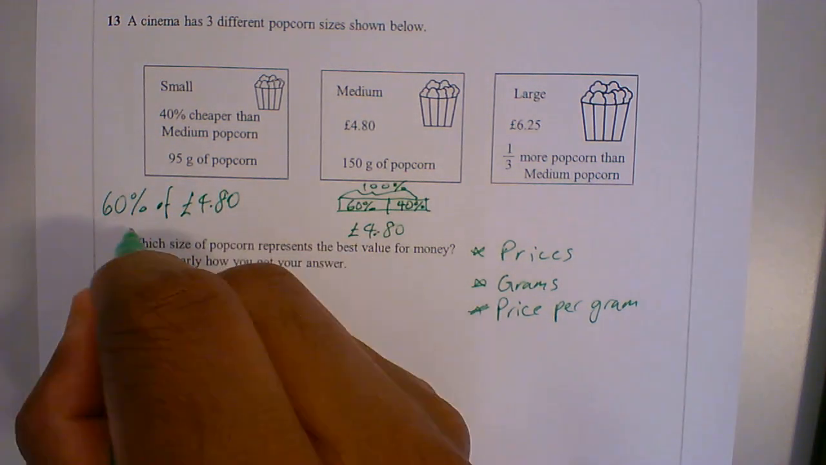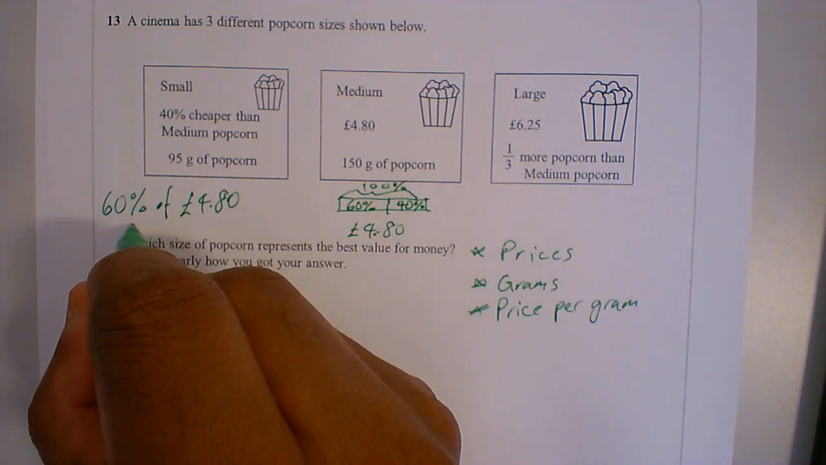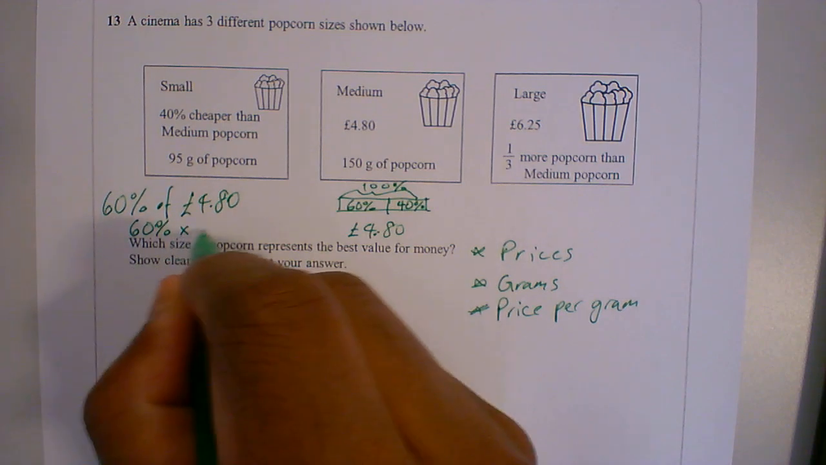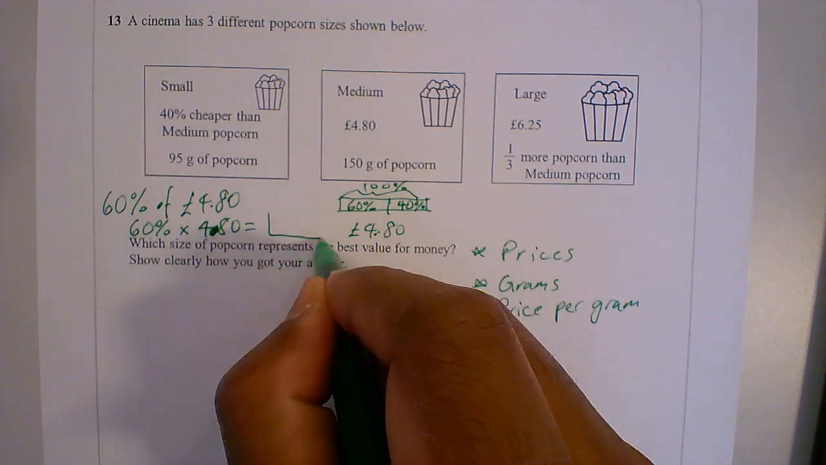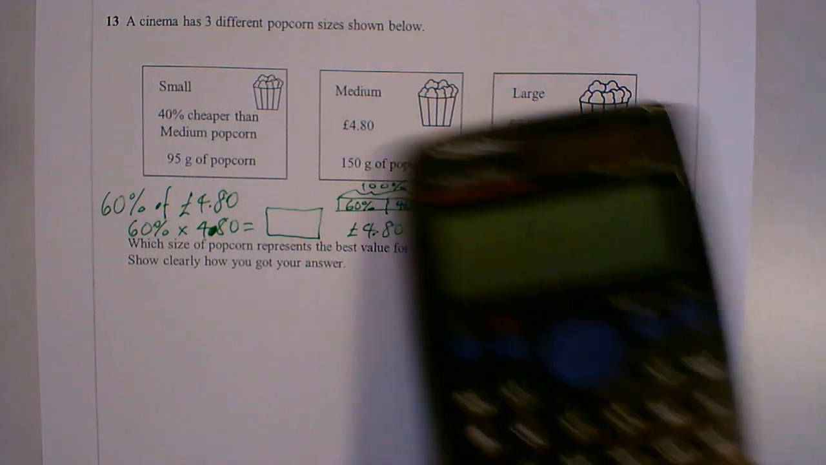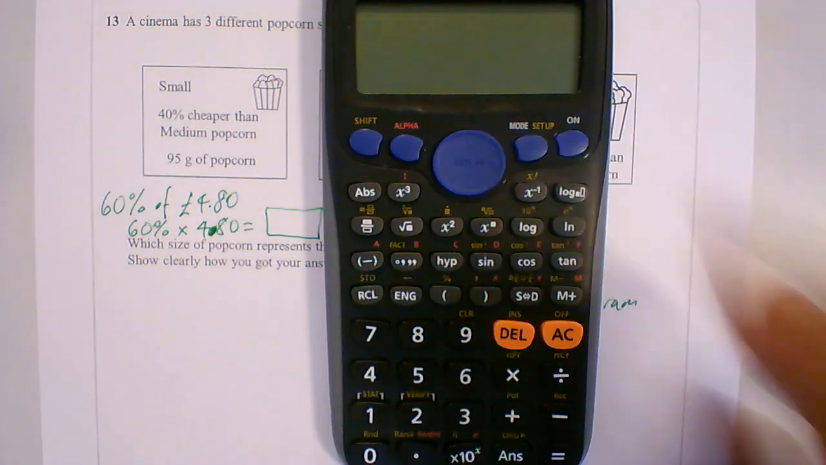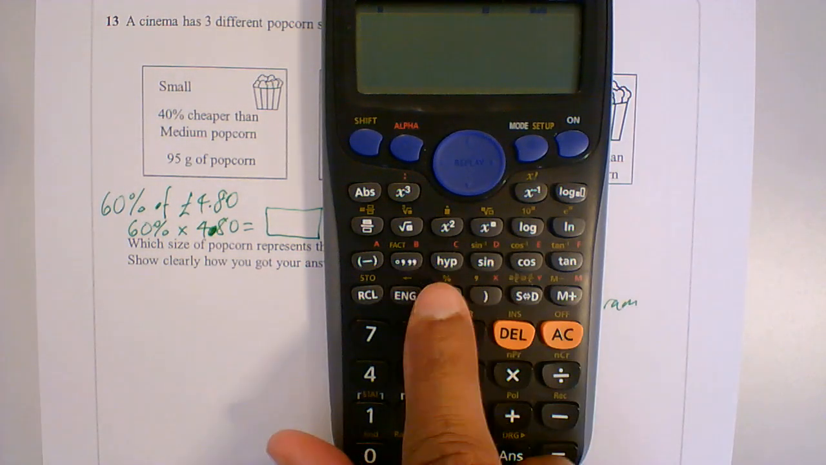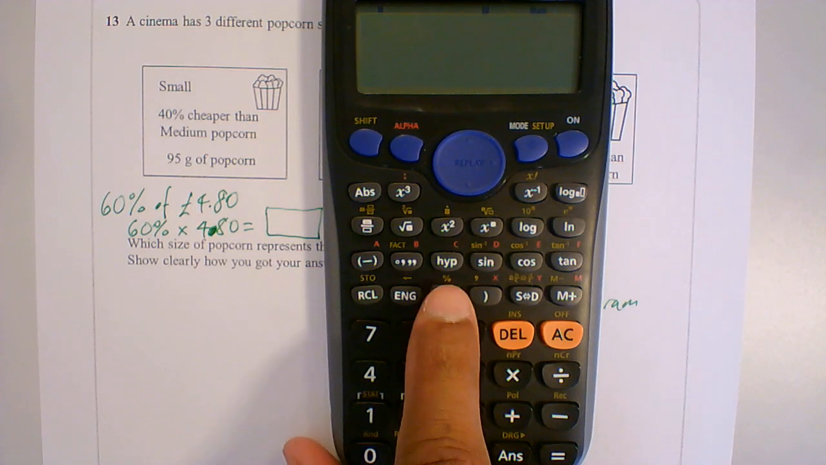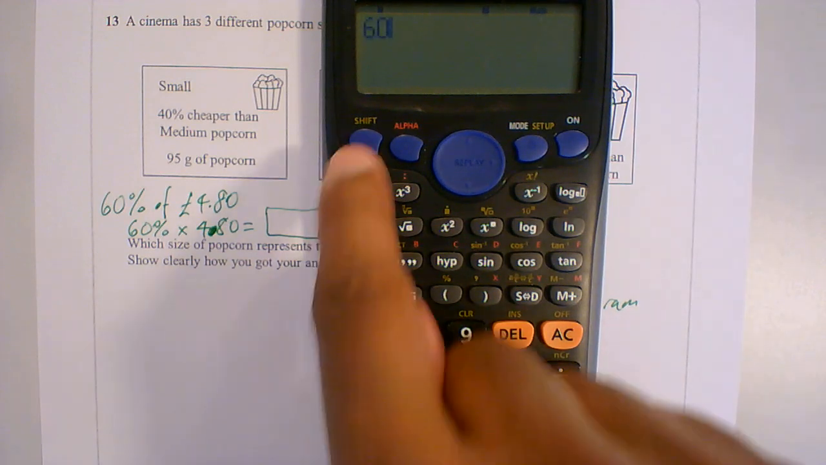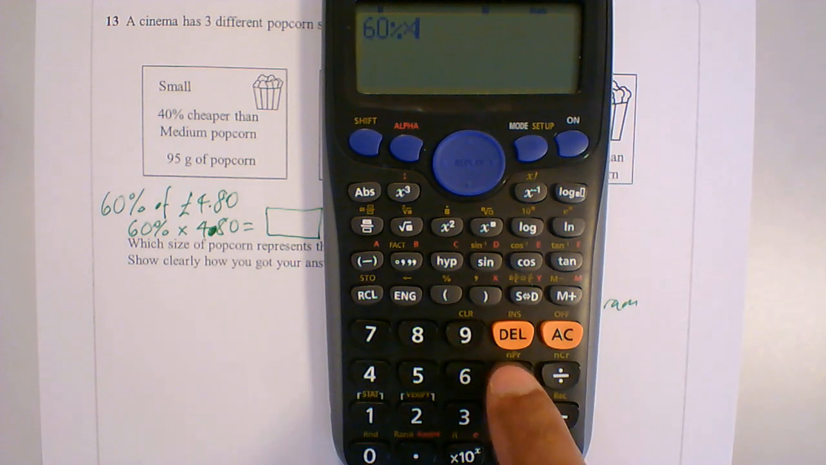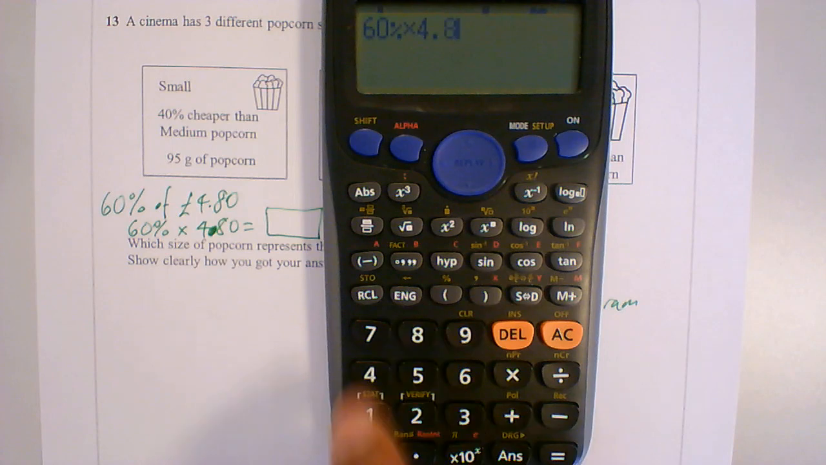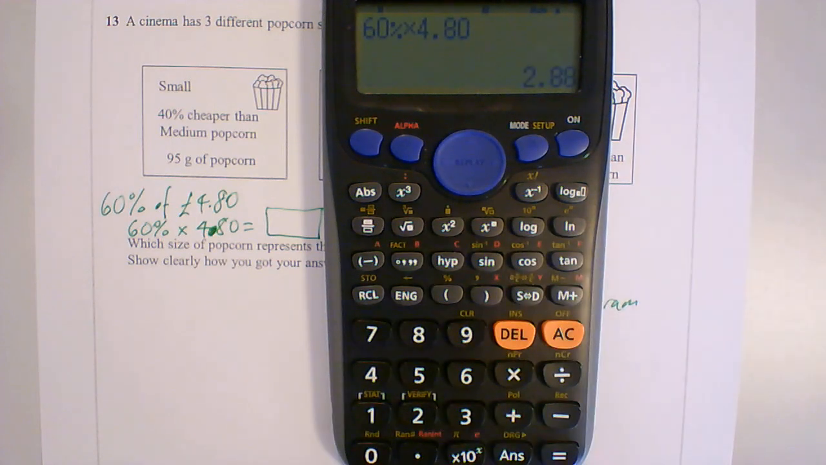Now this can turn into 60% times 4.80. So I can put this in my calculator. Just to show you the percent buttons, the percent button is here. Can you see open bracket? You've got that above the open bracket, that percentage button. So I can do 60, press the shift, and then that open bracket, that gives me 60% times 4.80. So that gives me 2.88.